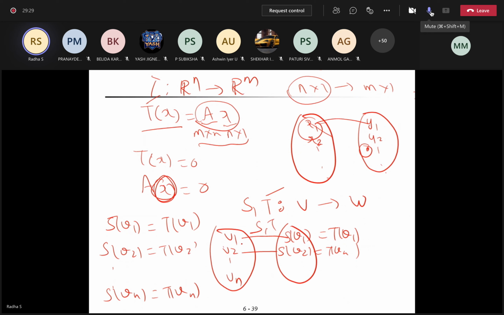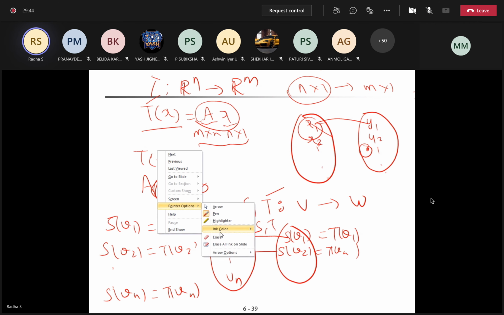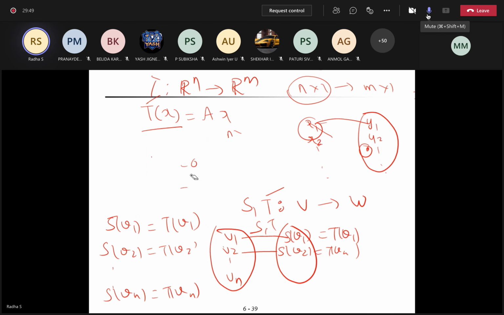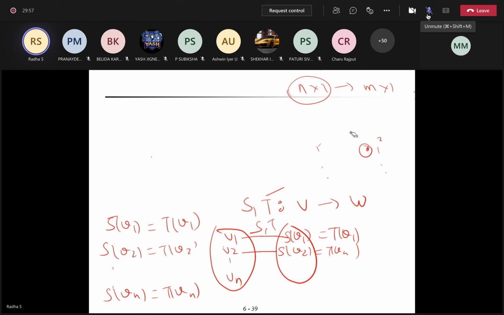See, they are saying this only for the basis elements here. They are not saying it for the other elements. S and T assume the same image for the basis elements. They are not speaking about a random element. But I am saying that this is applicable for a random element also. Can you say why? Any idea? Why is it applicable for any random element also? Because any random element can be written as a linear combination of the basis.